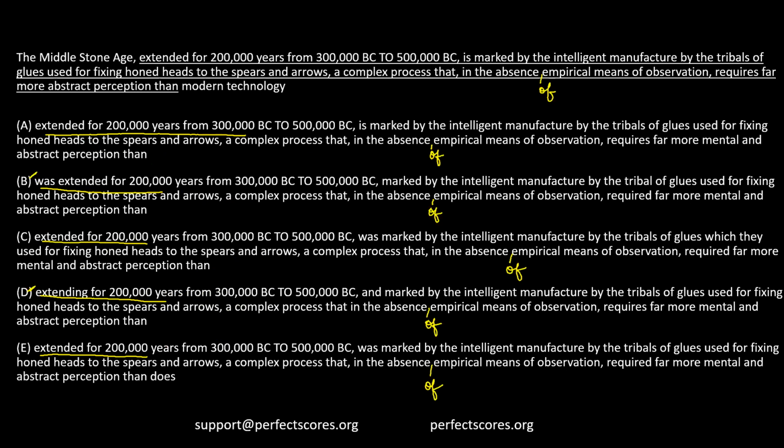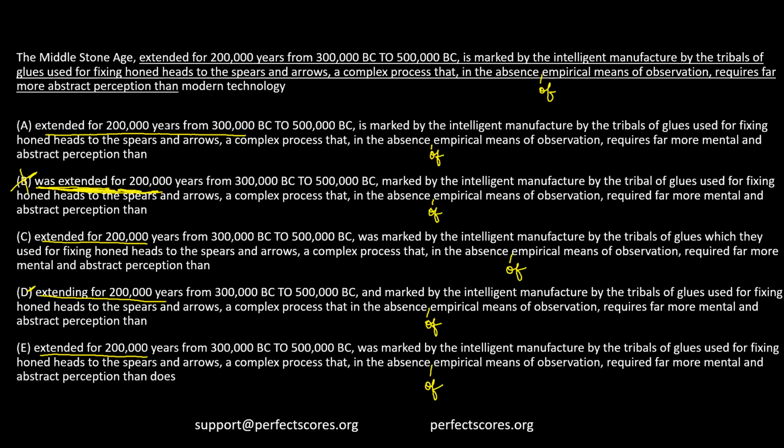So this is definitely wrong, because "was extended" signifies that some other force is extending the Middle Stone Age. For example, I raised money for a charity versus I was raised. So the second sentence suggests that something was done to me. So it can't be "was extended" because no one made it extend for 200,000 years. So B is eliminated because of that. It changes the sense of the sentence. The other four are fine. Let's go to the next part of the sentence.